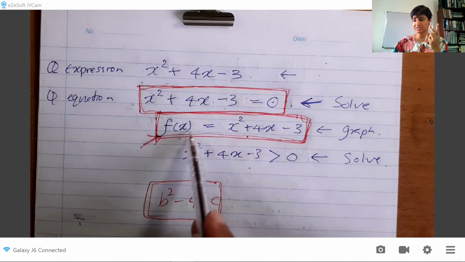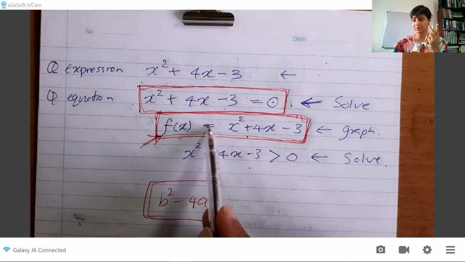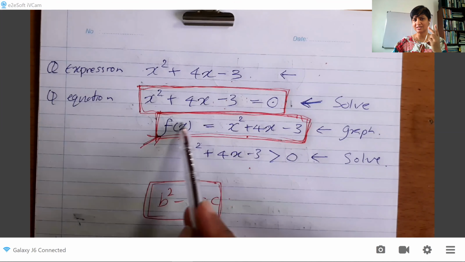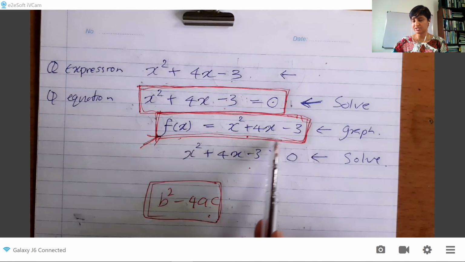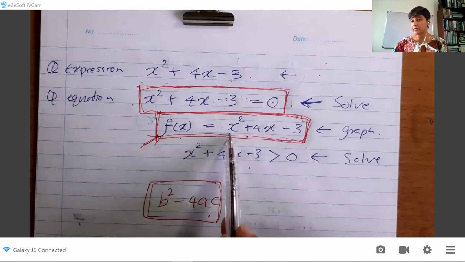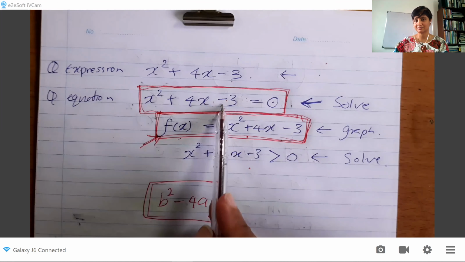Because the equation is when I equal this to 0, equaling this function to 0 means I'm looking where it's cutting the x-axis. On the x-axis, y is 0. And for this function, if the discriminant is equal to 0, that means the graph of the function, the parabola, is barely touching the x-axis at 1 point. And that 1 point is the solution of that equation also.